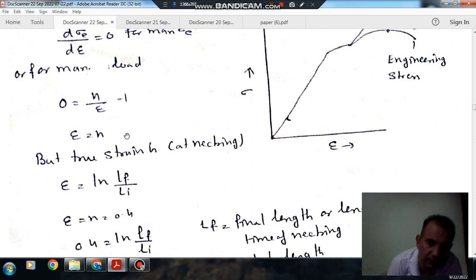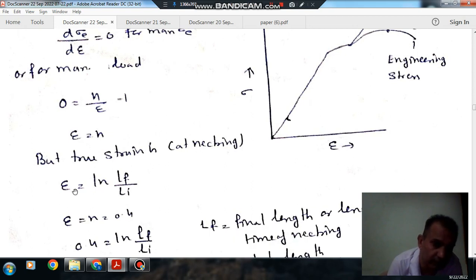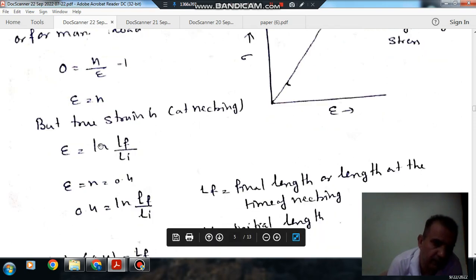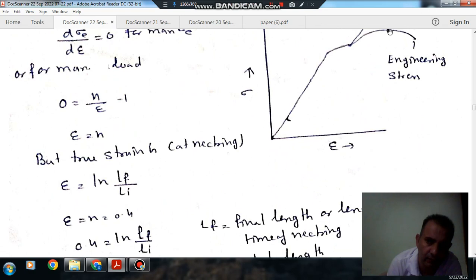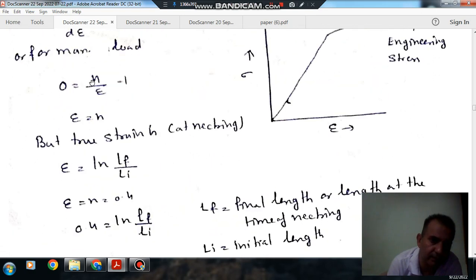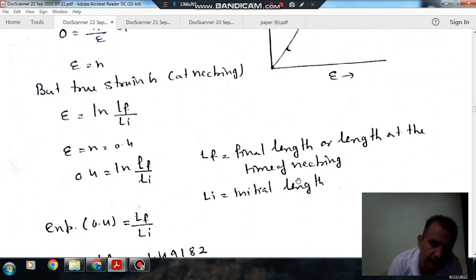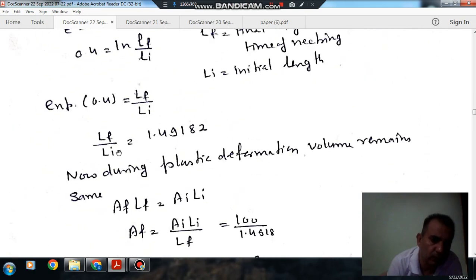The true strain at necking is given by epsilon equals ln(Lf by Li). This is the true strain, not the engineering strain. Its value is n, which is 0.4. From this we can find Lf by Li, which is 1.49182. Here Lf is the final length at the point of necking, because we have taken d sigma e by d epsilon as 0, so we take the length at the time of necking, where this condition exists.